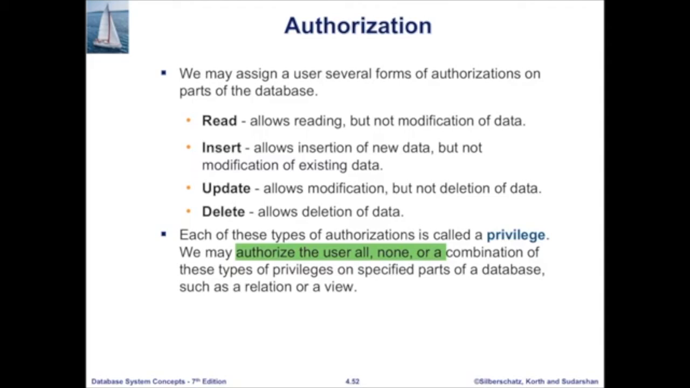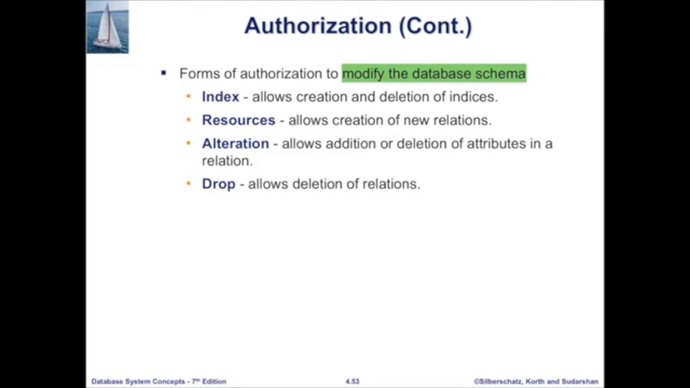Each of these types of authorizations is called a privilege, and we may authorize the user all, none, or a combination of these types of privilege on specified parts of the database, such as a table or a virtual relation. So modification of the database schema is also a form of authorization. So we can allow other users to perform indexing, resources, alteration, or drop.